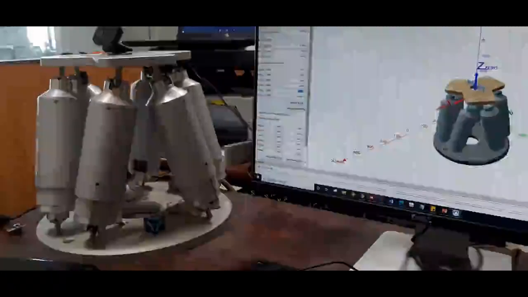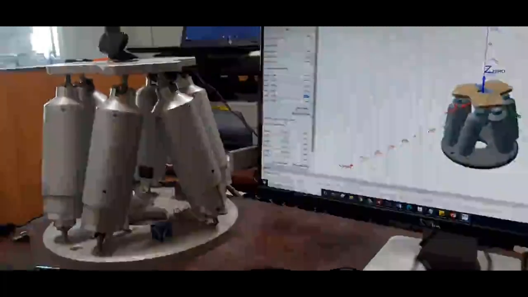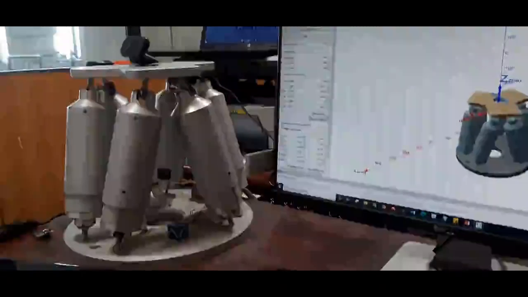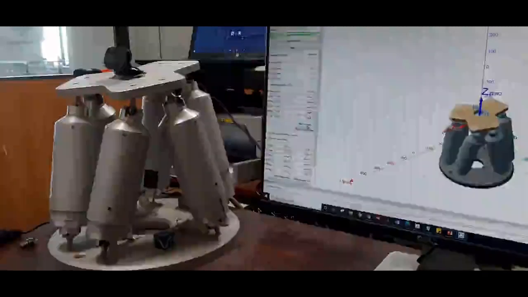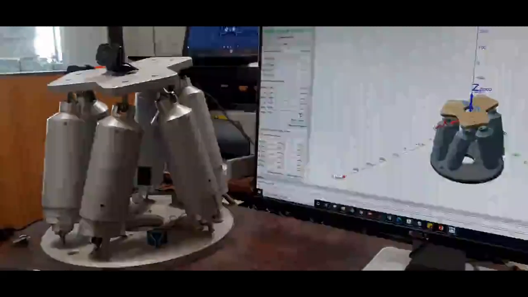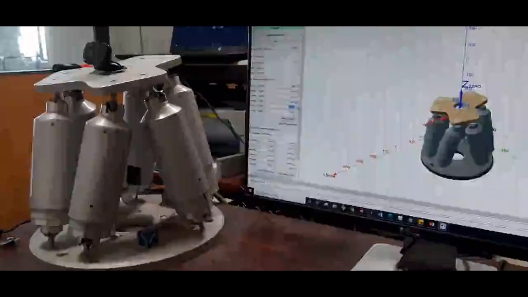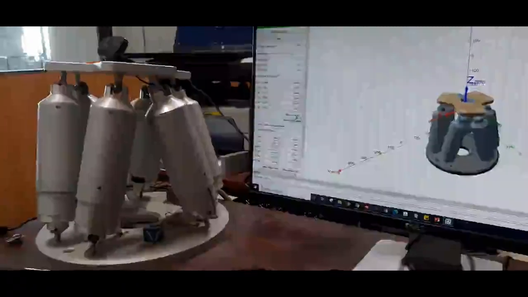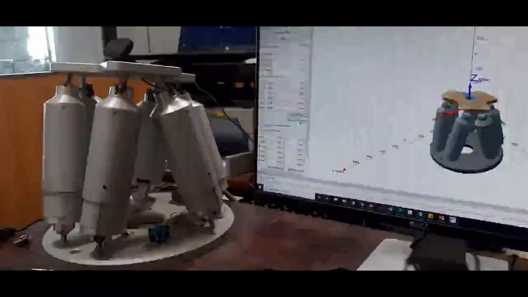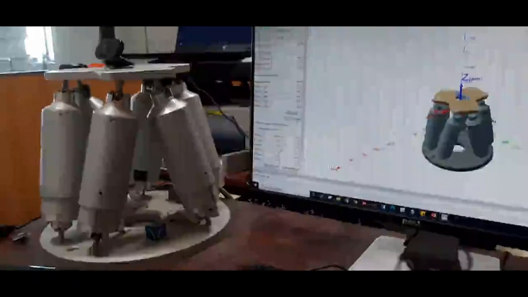Similarly, we can move it in Y direction as well. Let us suppose I am giving 10 mm in the Y direction. So now it is moving in the Y direction. You may observe. Again I am giving minus 10 mm in the Y direction. It is moving in the Y direction. Now come to the 0 position.